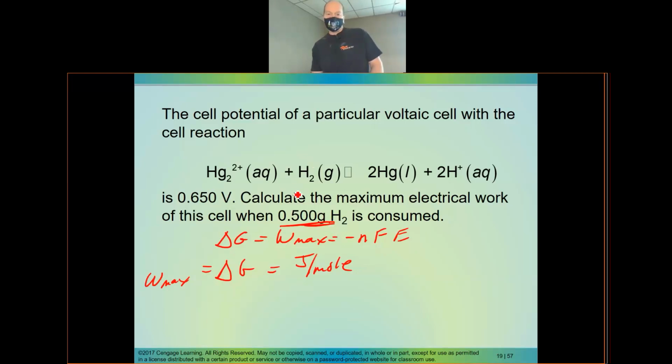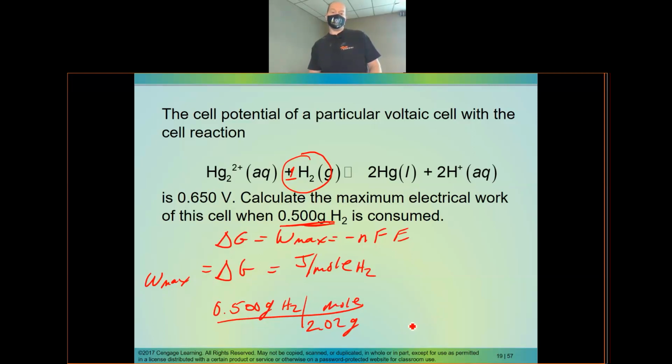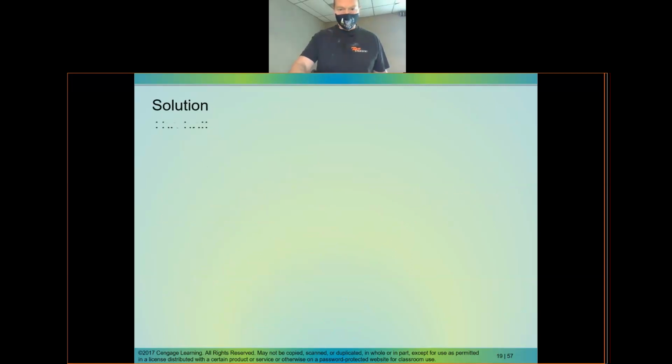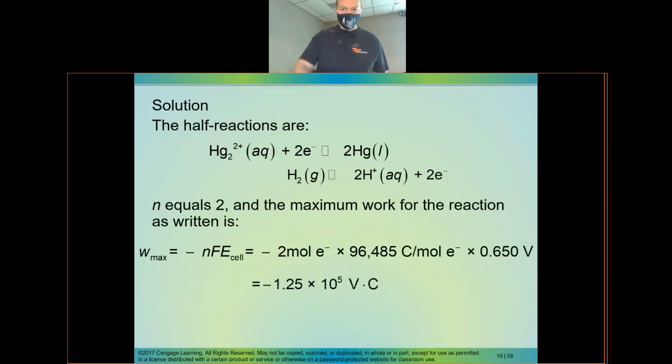All right, and what we found it for was 1 mole, so that is per mole of H2. You would have to take your 0.5 grams of H2 and convert that into moles by dividing by the molar mass. So you take 0.5 divided by 2, which is about 0.25 moles. Now you have moles of H2, so you multiply your delta G that we got last time by your moles to get your final answer. All right, so we got our solution. This is where we got to last time.